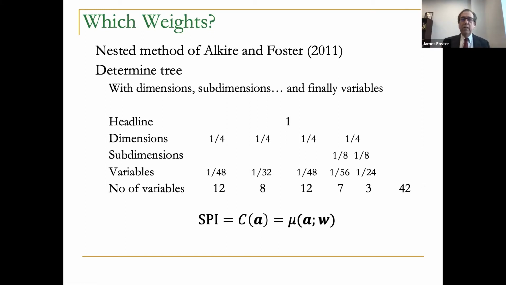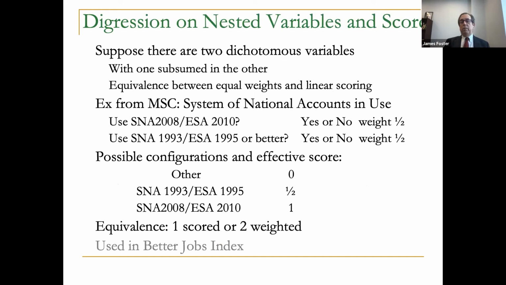Once you have that, the SPI is given as follows. Does that make sense? It's a composite index using 0, 1 variables with weights that are constructed in a way that adds a bit of structure and preserves the integrity that each dimension is equally important. I'll mention this just quickly. It turns out that you can go between nested variables and scored variables quite easily. If there are 2 dichotomous variables, one subsumed in the other, there's an equivalence between equal weights and linear scoring.